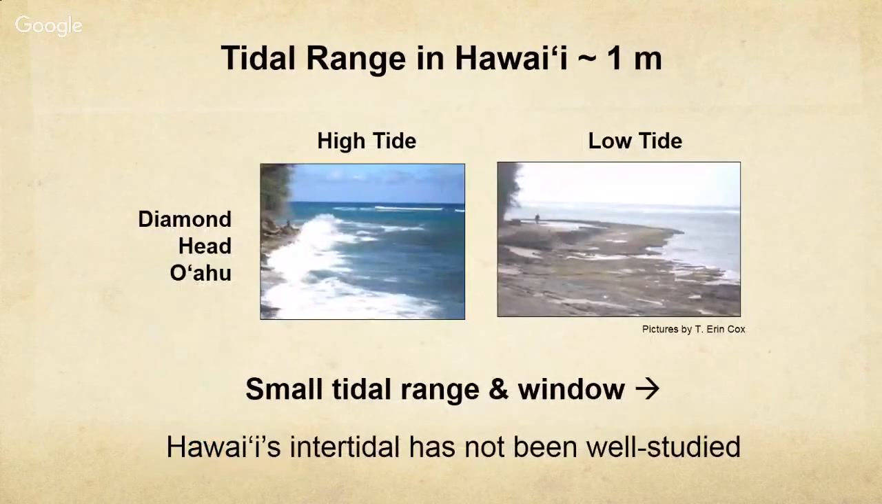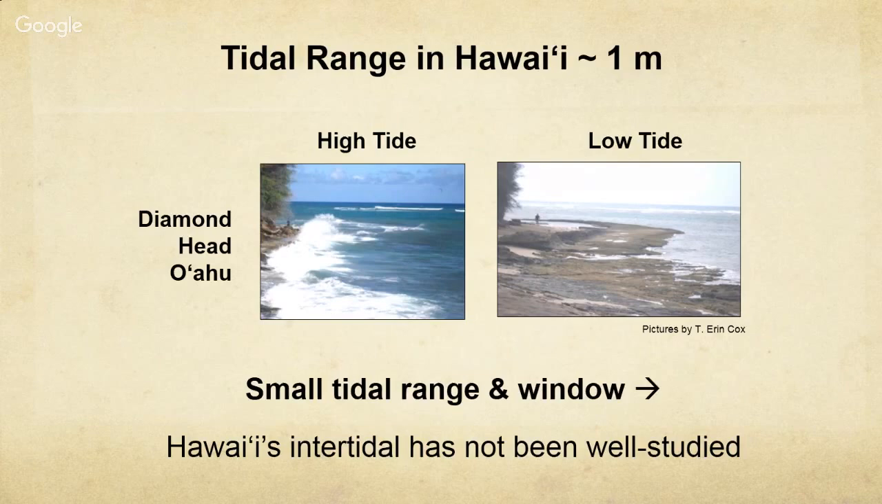A little bit of background, I'm sure you probably know this already, but the intertidal is the coastal area between high tide and low tide. And Hawaii's intertidal is really understudied for many reasons. One, people come here to study the charismatic coastal or coral reefs and not the intertidal usually. And also because we have a small tidal range. So the difference between low tide and high tide is only a meter here.